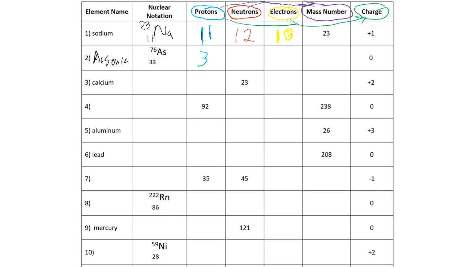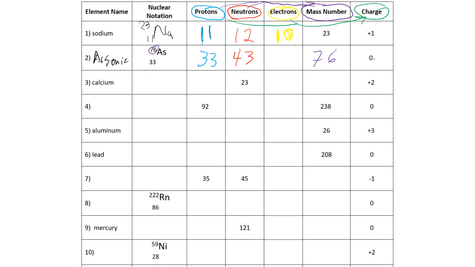So protons is 33. The mass number is up here, this purple thing here. So the mass is 76. And since red and blue make purple, if this is 33 and that's 76, then the neutrons are 76 minus 33, which is 43.